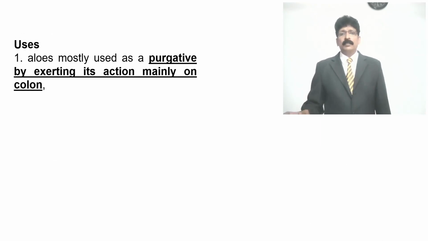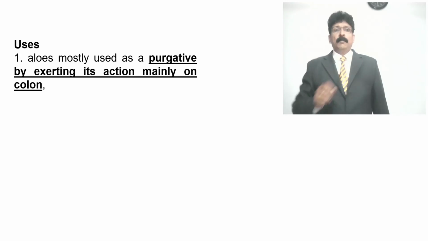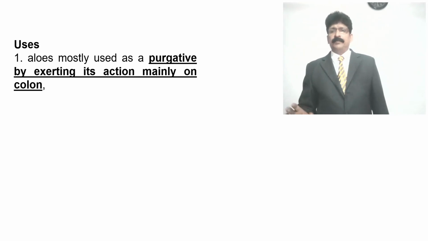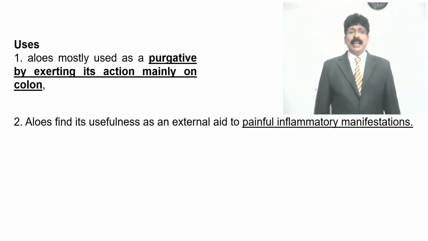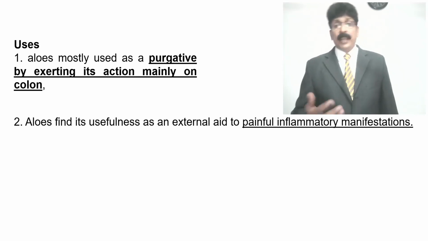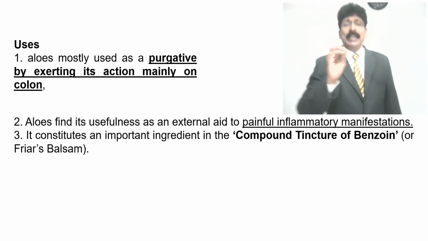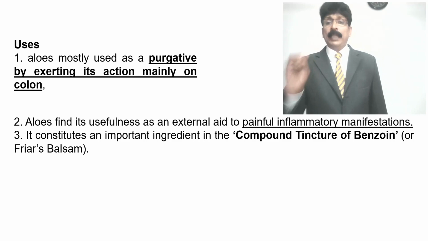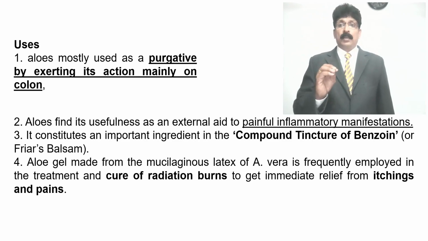Uses: the aloe is most used as a purgative by exerting its action mainly on the colon. Purgative means a little higher version of the laxative. Strong action. Understand? Evacuating of the bowel. Aloes find usefulness as an external aid for pain and inflammation also. It is an important ingredient in the compound tincture of benzoin. When you see compound tincture of benzoin, it's an important ingredient. And also even in Friar's balsam, which is available in the market, they add aloe as an important constituent in this formula for pain relieving.